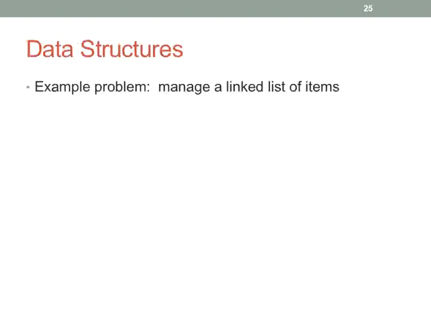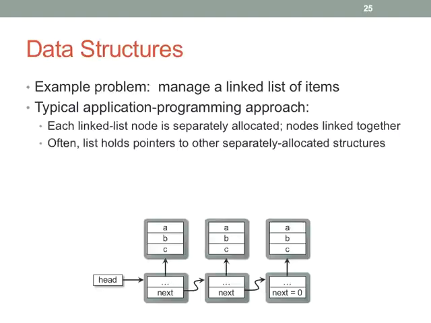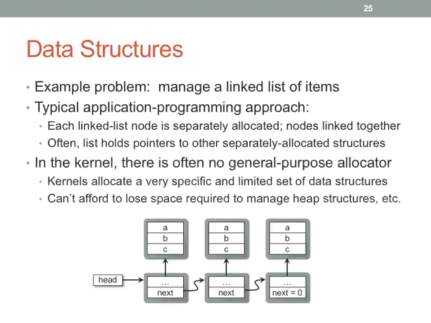Okay, a few details here. Managing a linked list of items. You'll notice that in an application, typically you separately allocate each node. You link them together. Yay, that sounds fine. Probably everybody here has done that at one time or another, probably even this term. Frequently, the linked list elements hold pointers to other data structures that are also separately allocated. You do not do this in the kernel most of the time.